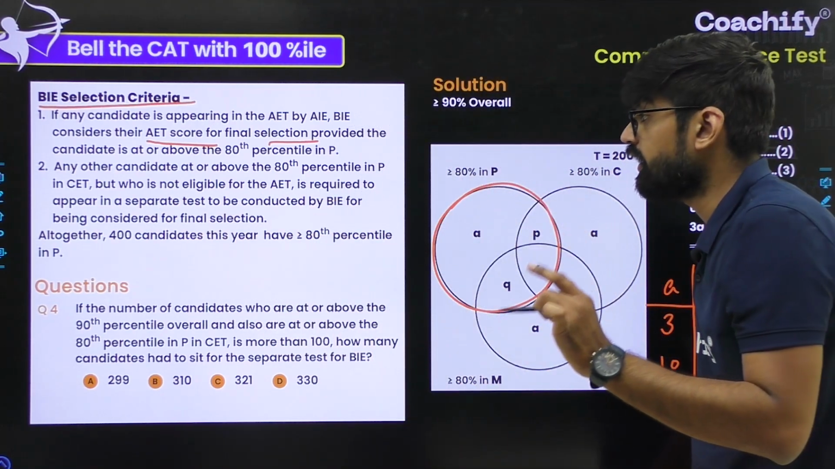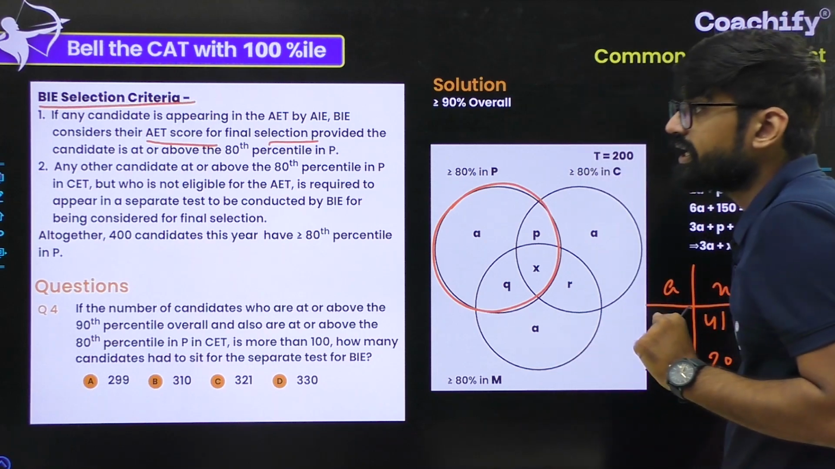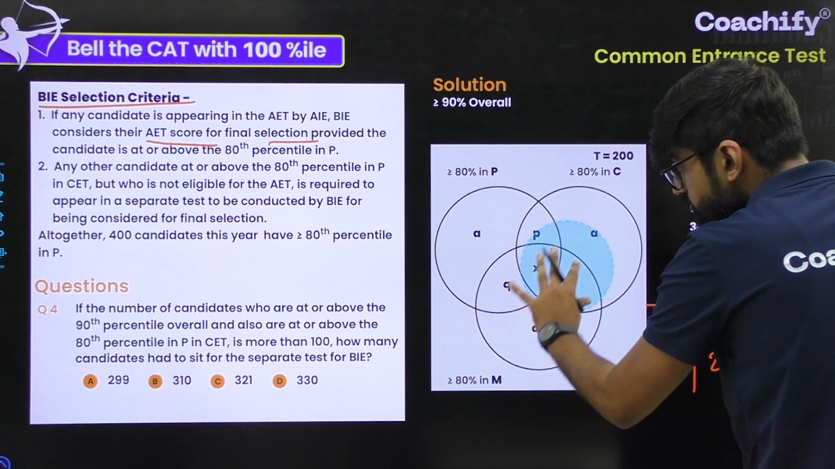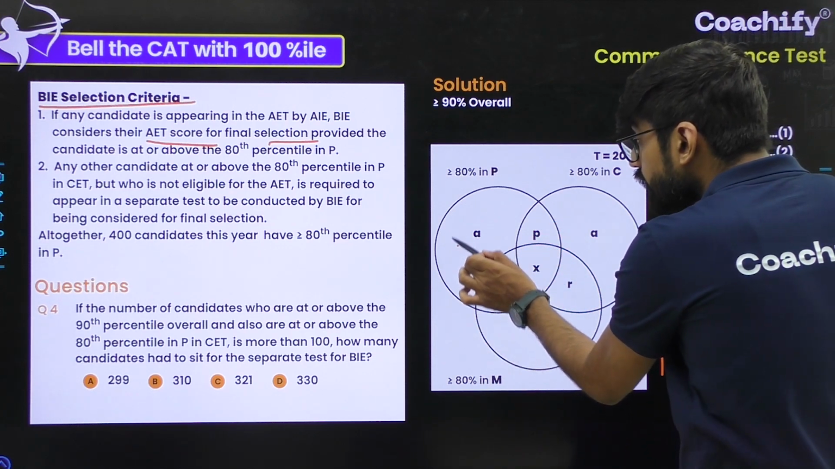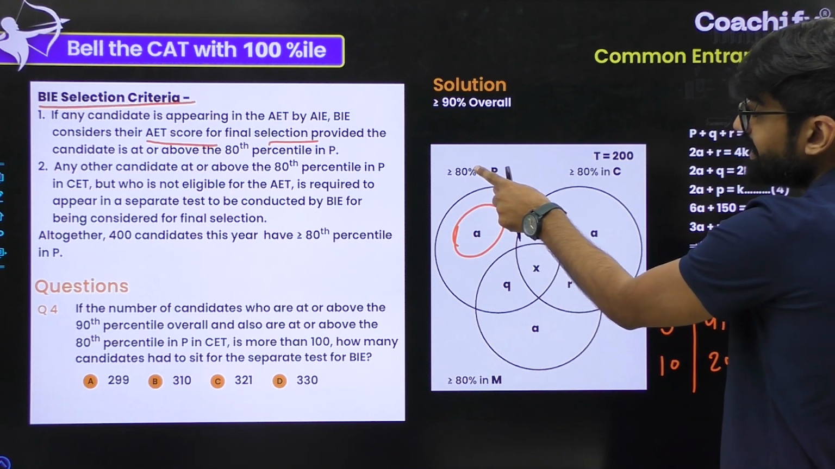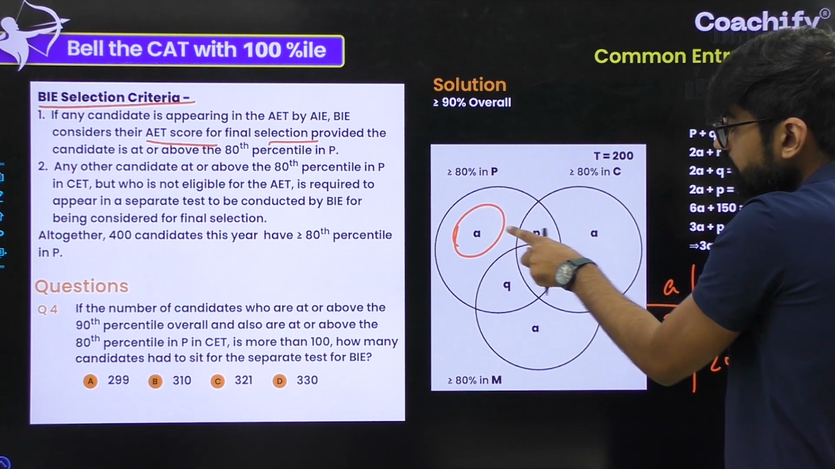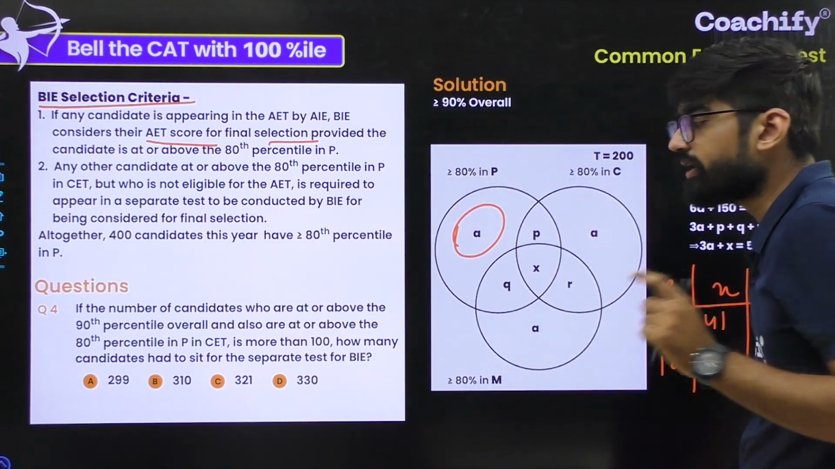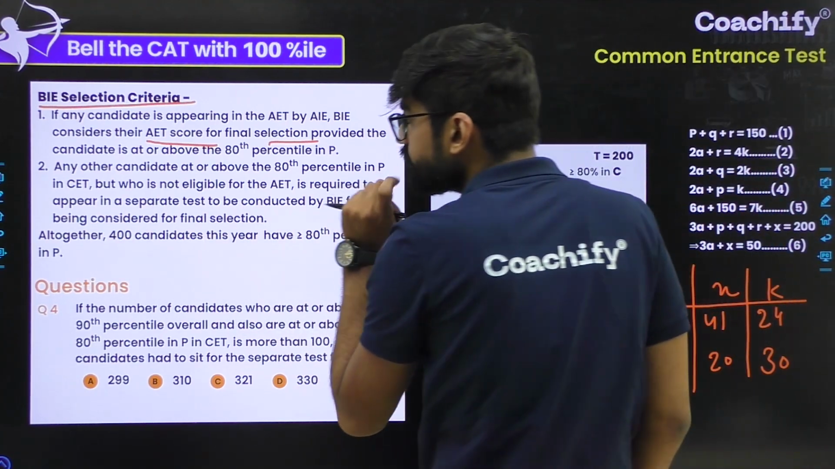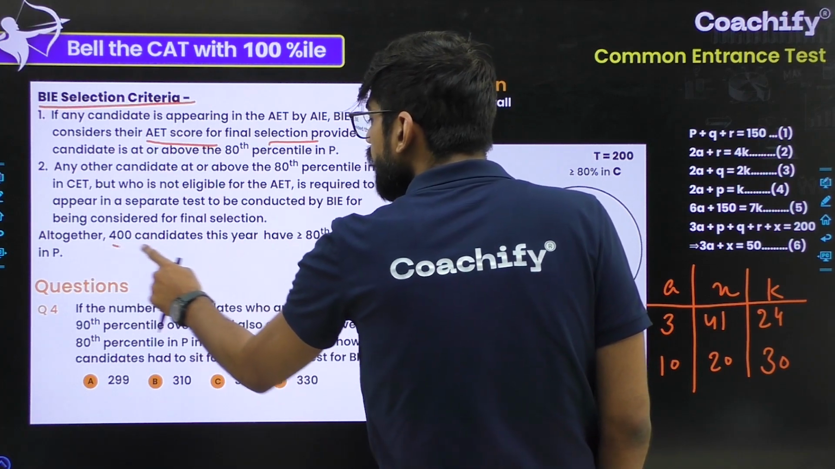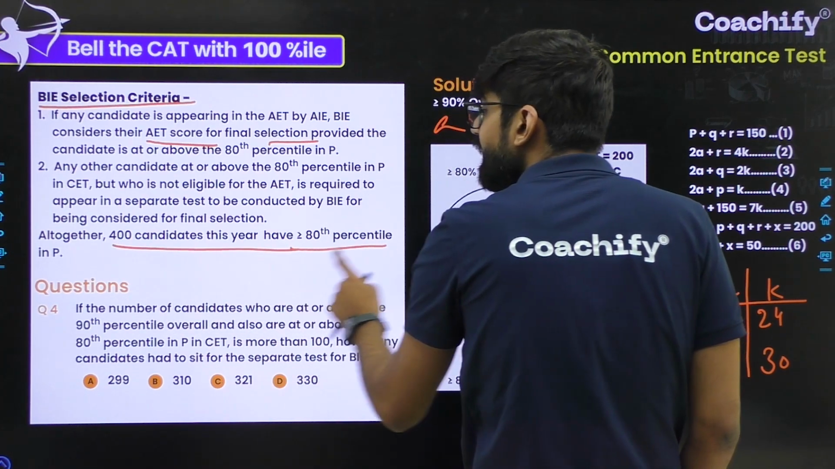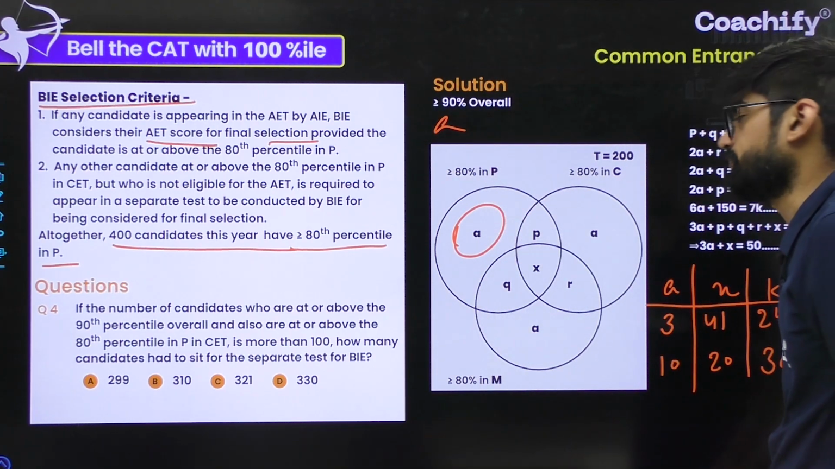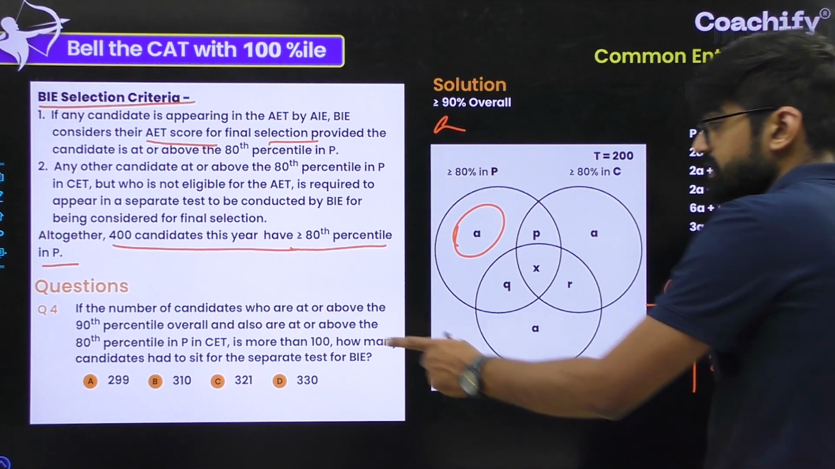Now you have to think here. When will that candidate not be eligible for AET? When in at least 2 sections out of the 3 he is not scoring at least 80 percentile. That means we are only talking about A. These are the candidates who are scoring at least 80 percentile in P, but they are not meeting the criteria of AET. So these guys have to go for a separate test, right? This is one. Apart from that, it says that altogether 400 candidates this year have at least 80th percentile in P, right? 400 candidates have at least 80th percentile in P. Okay, very nice. So let's have a look at the question.